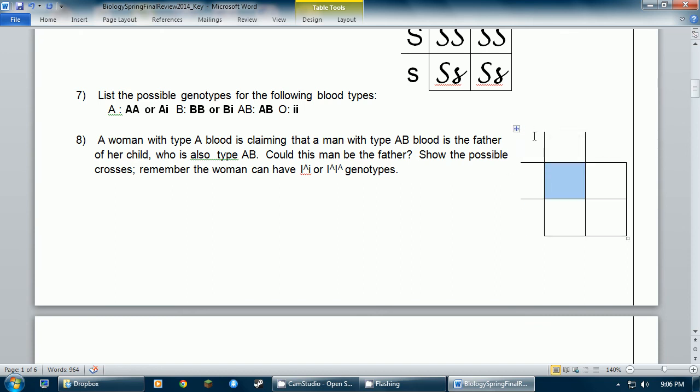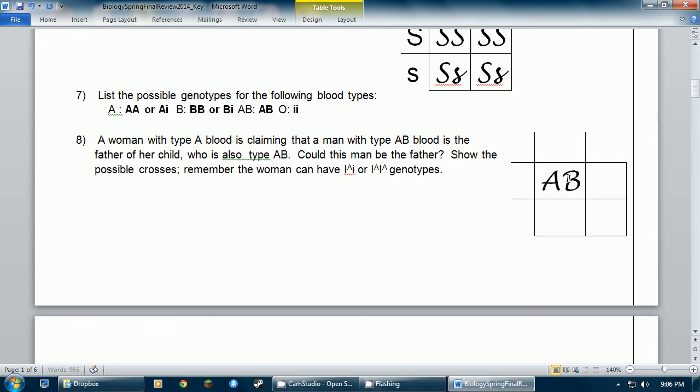Alright, so a woman with type A blood is claiming that a man with type AB blood is the father of her child, who is also type AB. So that her child is AB, we know at least one of the children will have type AB blood. The mother has type A. However, if you look at number 7, that means we do not know what her second gene is. There's 2 possibilities. It could be another A or it could be an i.